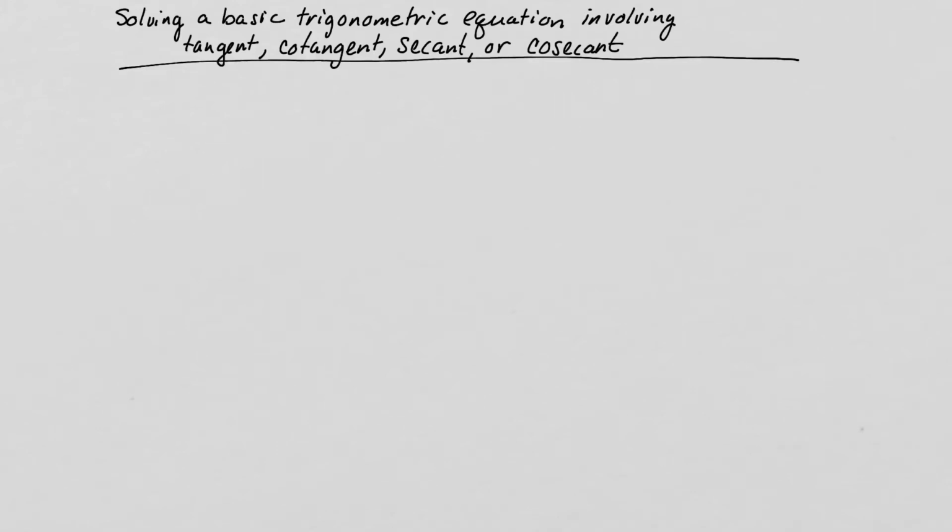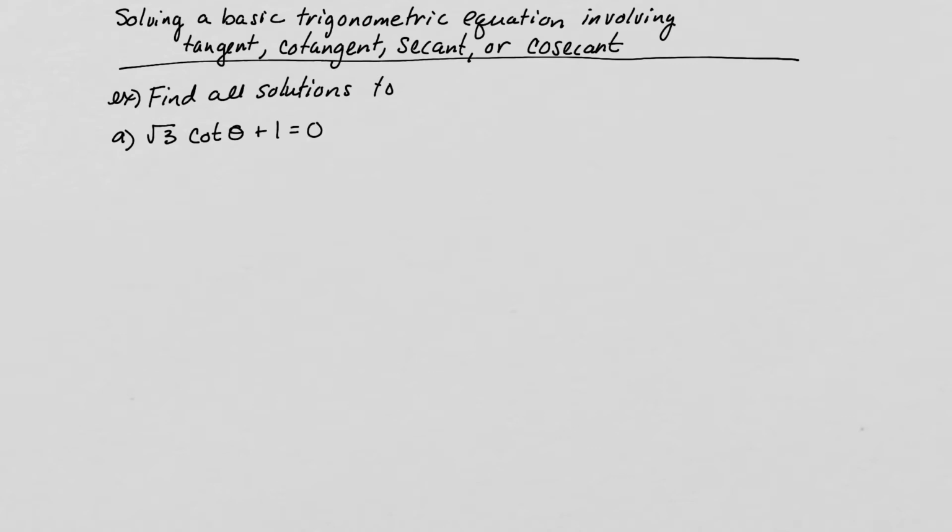In this video, we are going to look at solving some trig equations that involve tangents or cotangents, secants or cosecants. So here's an example. Find all solutions to the first one: root 3 cotangent of theta plus 1 equals 0.